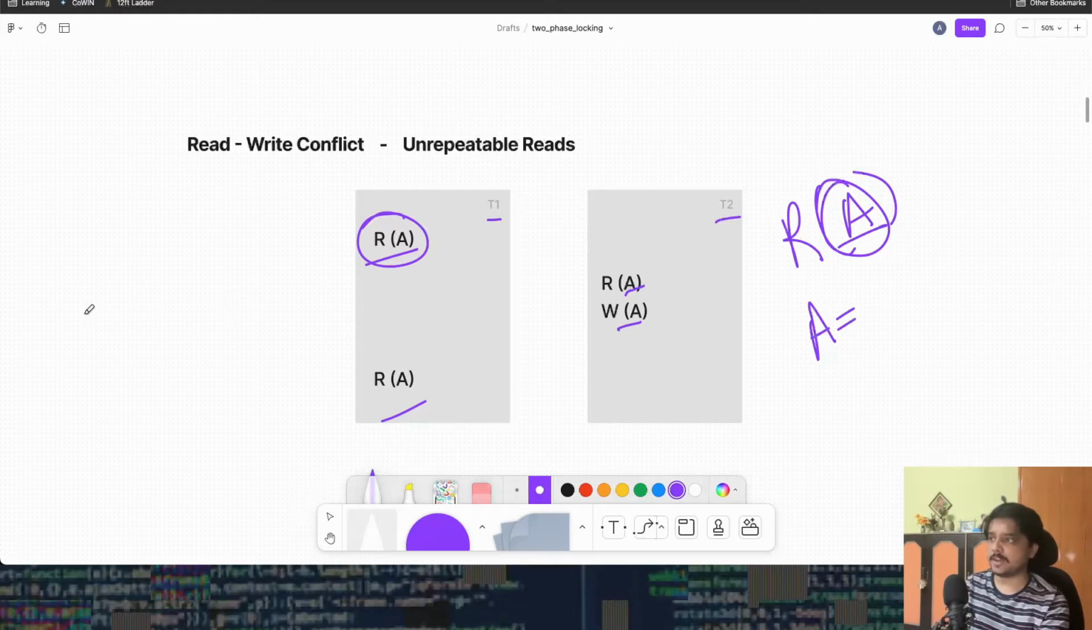So let's say A's value was initially 0. This RA in T1 reads it as 0. Then T2 comes, reads it as 0, and then changes the value to 2. Then when T1 does RA again, or read A again, it reads 2. So in the same transaction, there are two read operations and they're reading different values. This is a problem, and this is called the read-write conflict or the unrepeatable read, right?